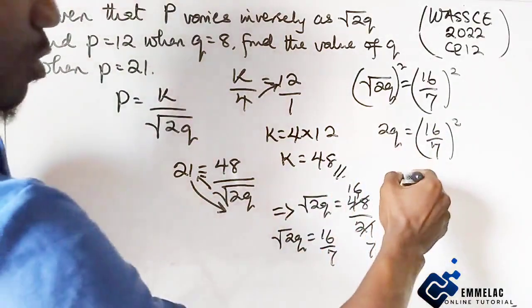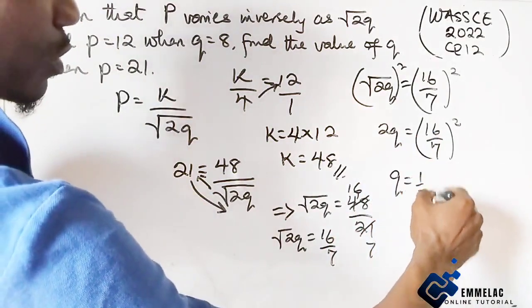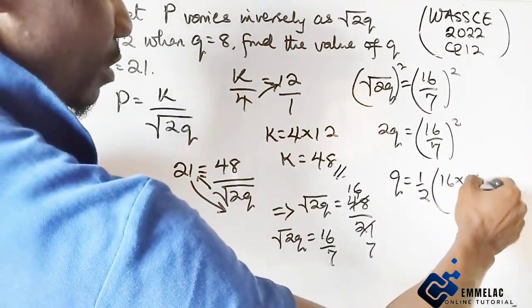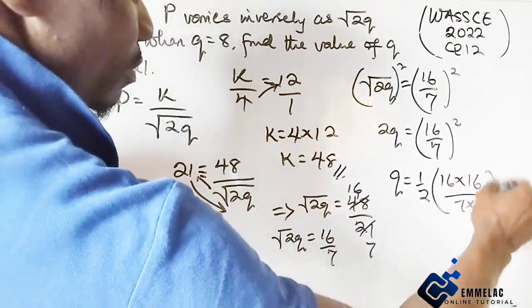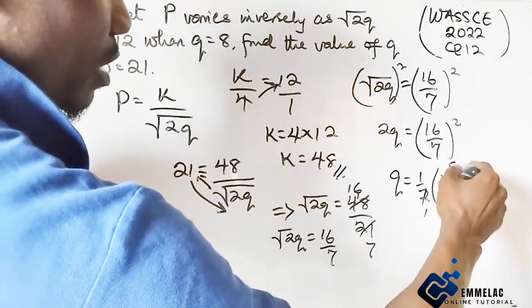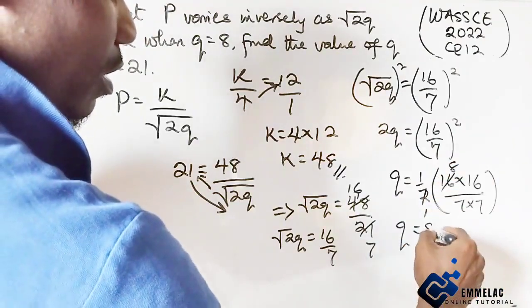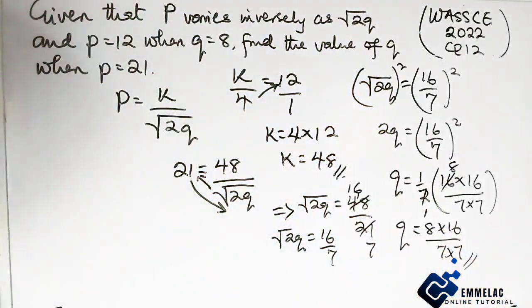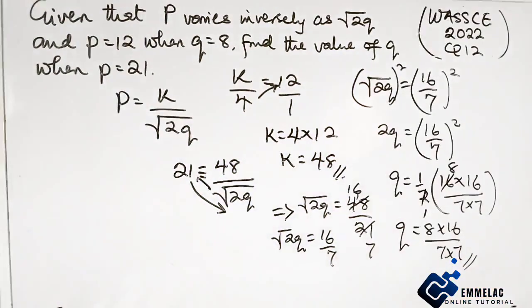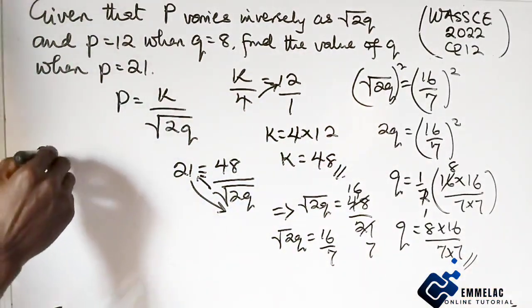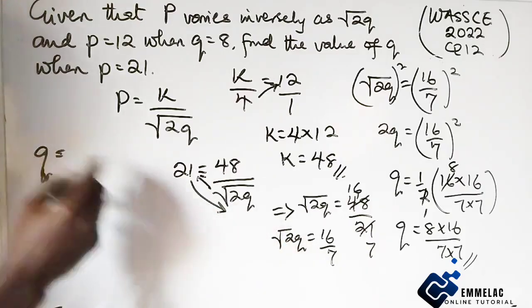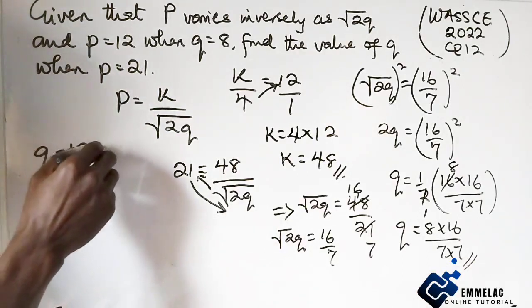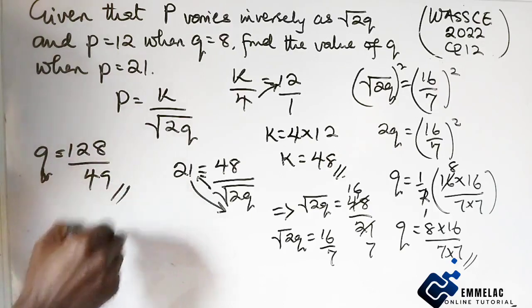Now divide both sides by 2. So here you have that q equals 1 over 2 times 16 times 16 over 7 times 7. 2 here 1, 2 here 8. So q equals 8 times 16 over 7 times 7. All right, final answer. So here you have that q now equals 8 times 16, which gives us 128, over 49. Final answer.